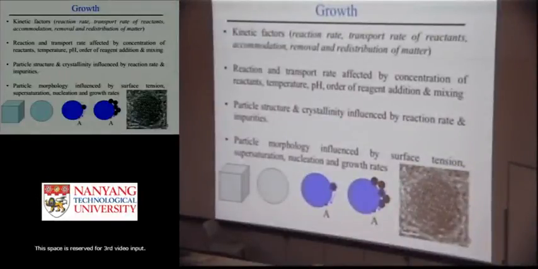Growth is a very complicated process. Many factors will affect the growth process. There's a kinetic factor which will affect the morphology or shape of the nanoparticle, even the size of the nanoparticle. Then, in turn, it will affect the property of the nanoparticle.